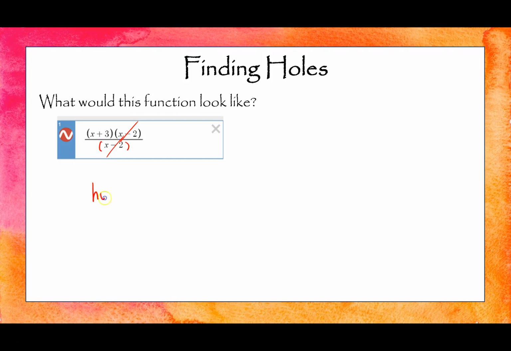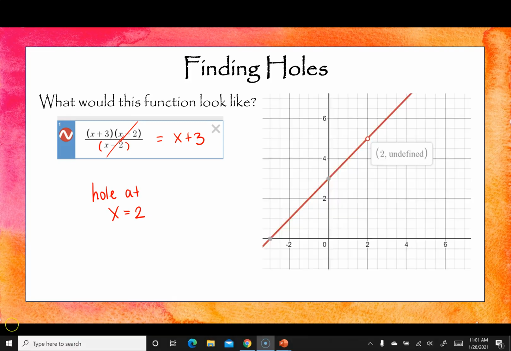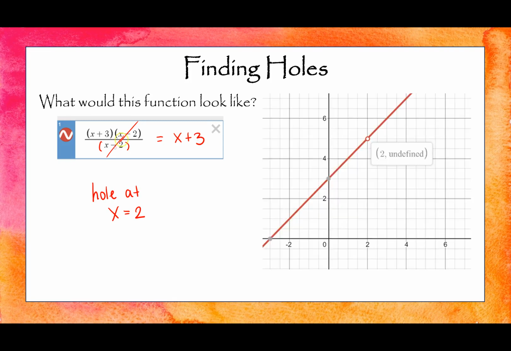So you would have a hole at x equals 2. And the function would actually just look like x plus 3. So here it is. Because these two expressions here cancel, it's just going to leave me with a line, and you can see that line. However, I have a hole here, and that's mainly because my domain is telling me that I can't have that 2. Even though it crosses out, I cannot have that 2 because we can't have 0 in the denominator. So that's why I have a hole, and that's why you're looking for when things cross out.